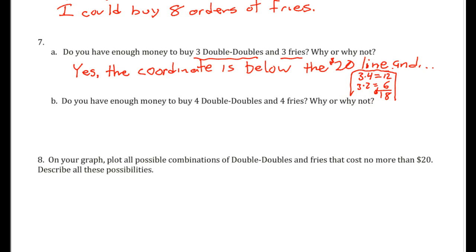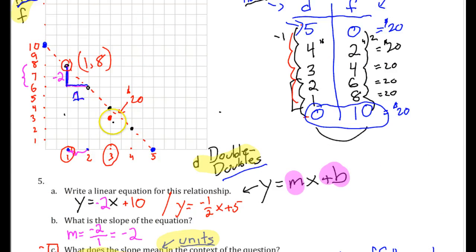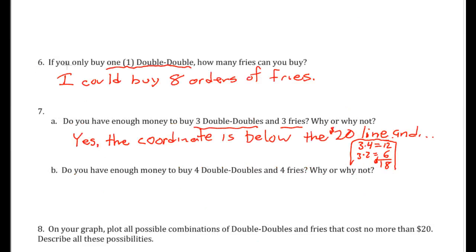It's to be able to just look at the graph and see, yeah, 3 double-doubles, 3 fries, it's below $20. It's below the line. They're not asking you how much does it cost. They didn't want you to come up with 18. They're saying yes or no, can you afford it? So yes, we can. And just keep on going.